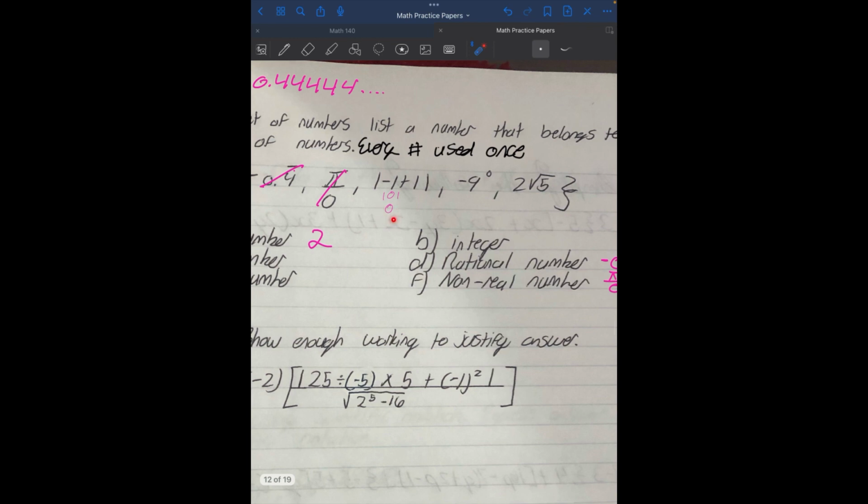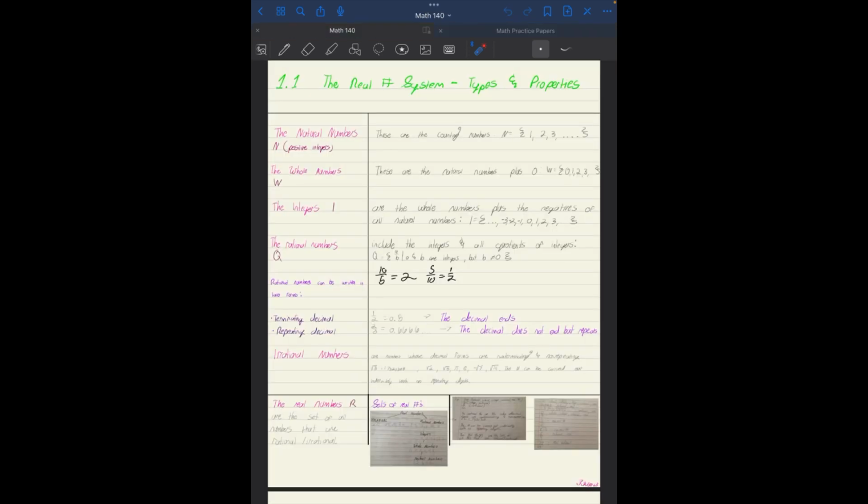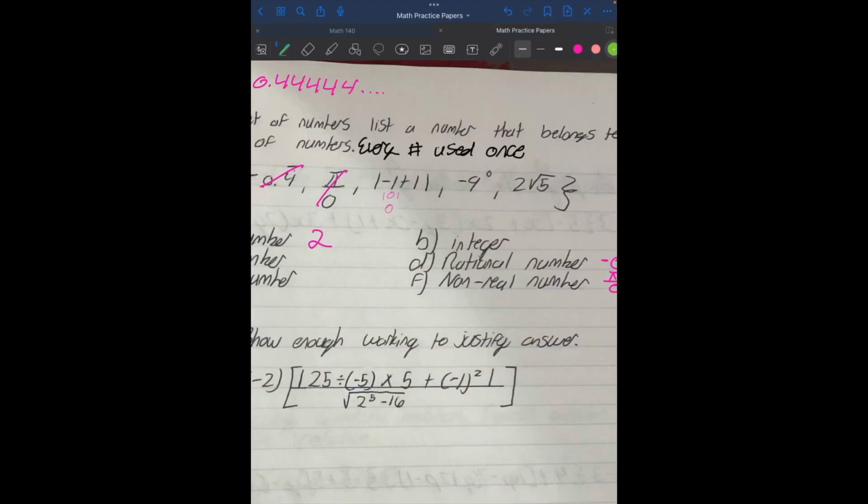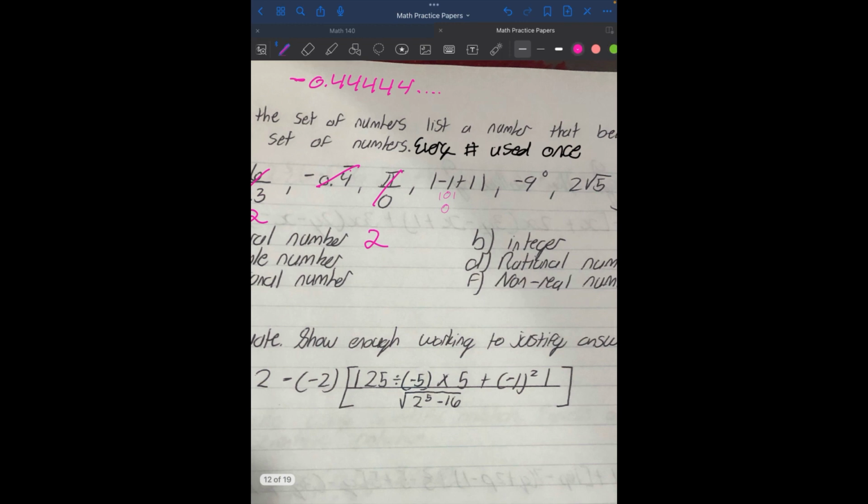So this 0 is a whole number. Whole numbers are the natural numbers plus 0. Natural numbers are counting numbers, starting from 1, 2, 3, 4. Whole numbers are the natural numbers plus 0.